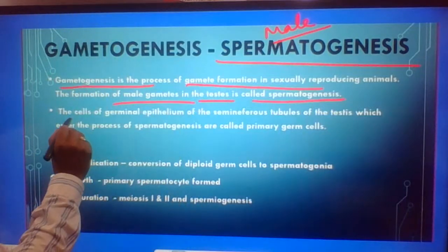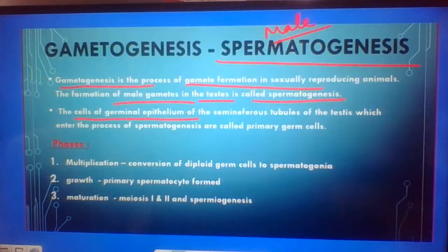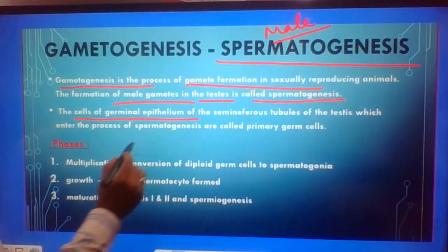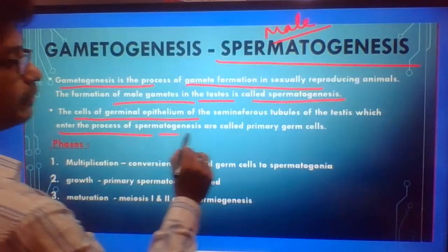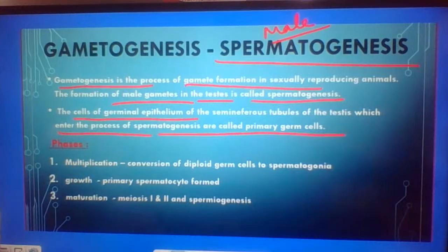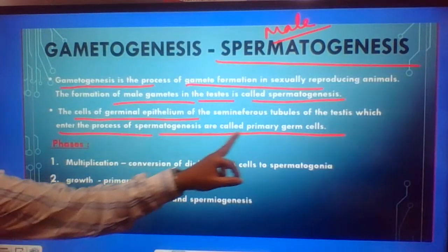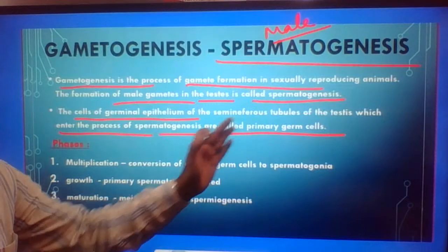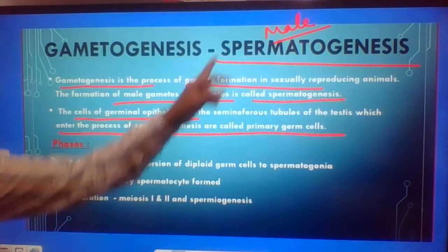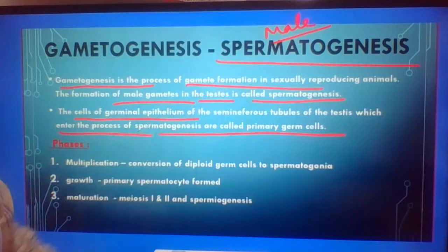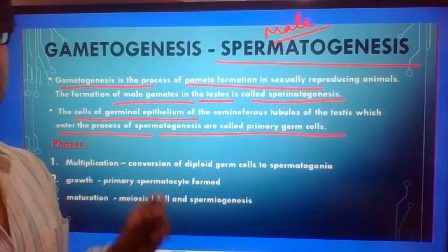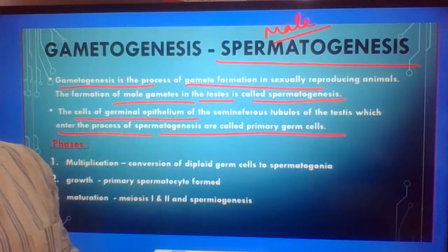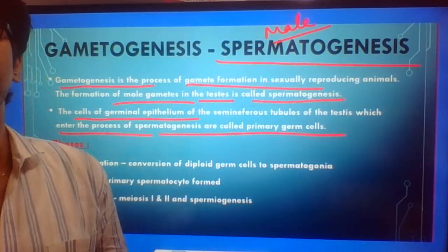Okay, so the cells of the germinal epithelium of the seminiferous tubules of the testis which enter the process of spermatogenesis are called the primary germ cells. There are special types of cells, we call them primary germ cells or primordial germ cells, and these germ cells are responsible for performing the process called spermatogenesis. What is the last stage of spermatogenesis?